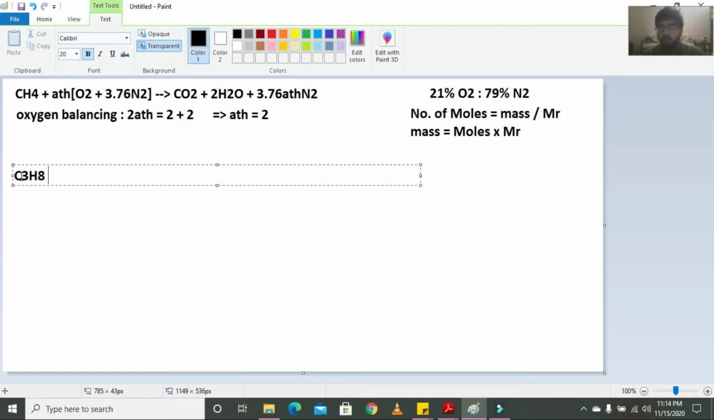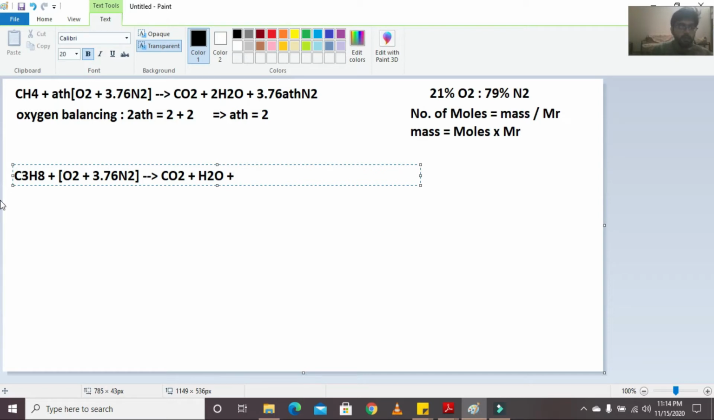We basically had propane, and this propane was burned with the air, which is O2 plus 3.76 moles of nitrogen, and as a result we would have got CO2, and we would have also got H2O.